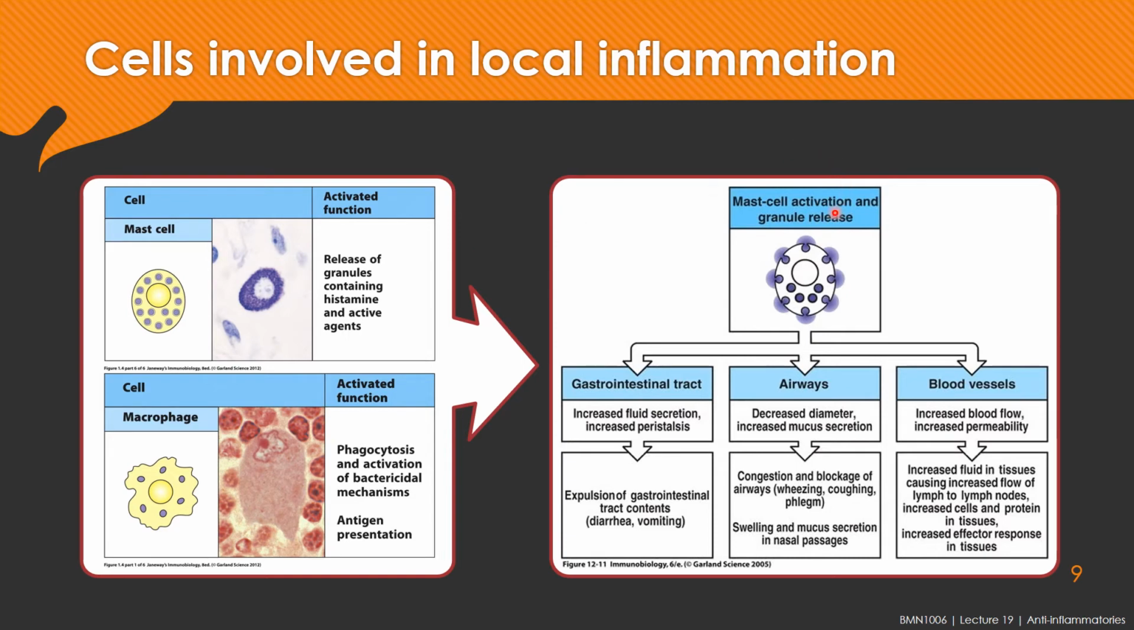When mast cell activation happens in your GI tract, it increases fluid secretion and peristalsis, which leads to diarrhea and vomiting. This is one example of your ulcerative colitis. And when it happens in your airways, it increases mucus secretion and causes bronchoconstriction, leading to blockade of your airways, which is associated with symptoms like coughing, wheezing, and so on. And if it happens in your blood vessels, it causes, again, vasodilation and increased permeability as mentioned before.